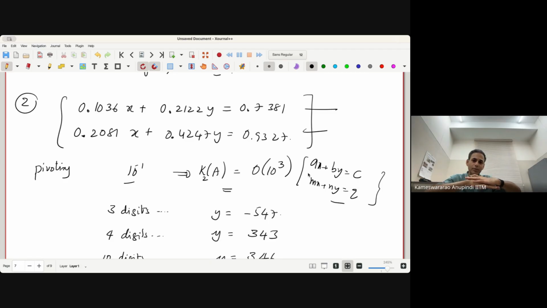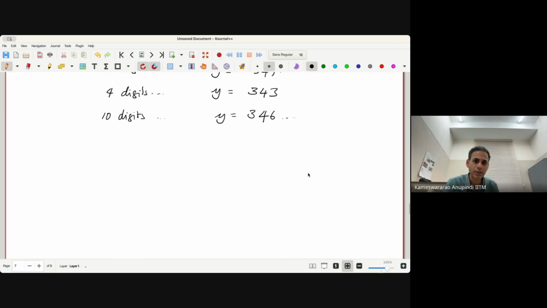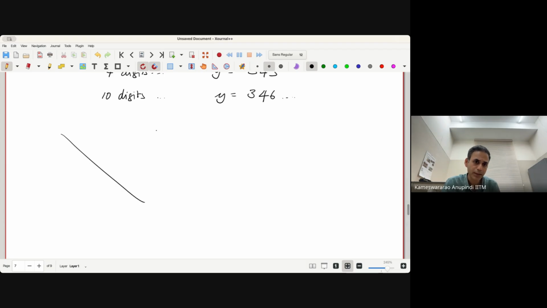Only then the matrix can become singular. That means, if these two lines can be represented something like this, okay, let us say these are the two lines we are trying to solve in 2D. Then we realize that, because of the way we do experiments, there could be some measurement errors.